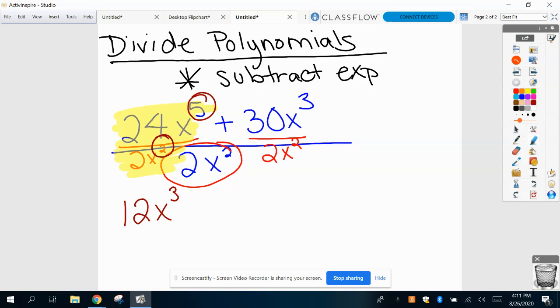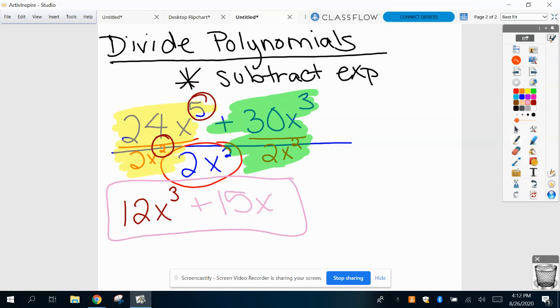Then we're going to look at the second one. Okay, 30 divided by 2 is 15. And we're going to subtract the exponents. 3 minus 2 is 1. So you could put an x to the first, but you don't have to have that exponent of 1. And then that's just our answer. 12x to the 3rd plus 15x.